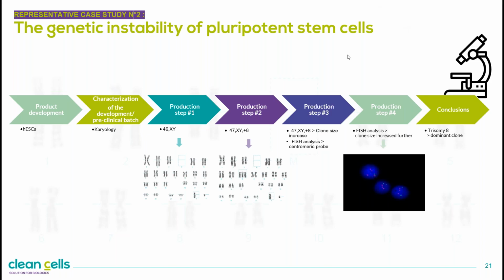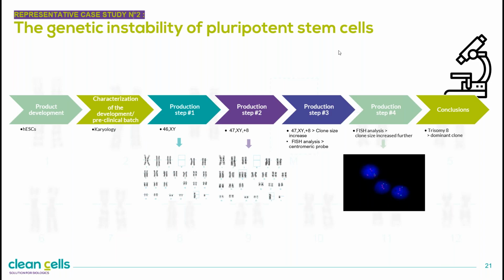Exactly. Hence, after another karyology analysis at a later production step, we saw that not only was the aberration present, but it was detected in more karyotypes than before. This meant that the size of the aberrant clone was increasing. Okay, and as usual, you went a step deeper with FISH analysis, but this time, what did it achieve?